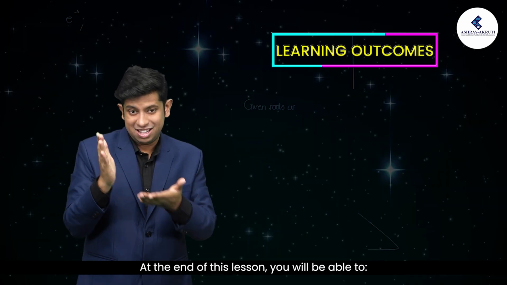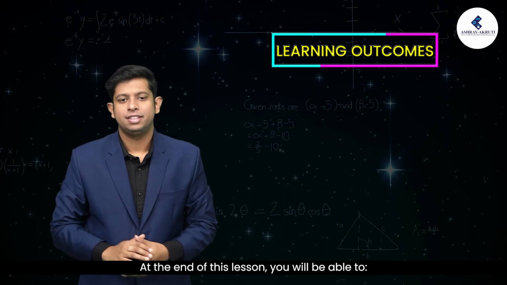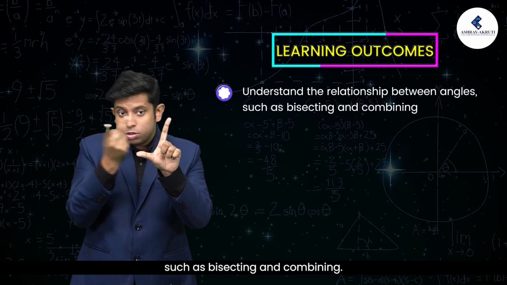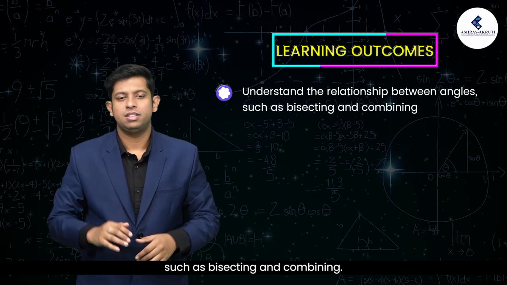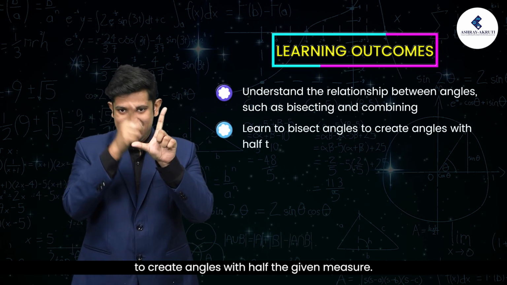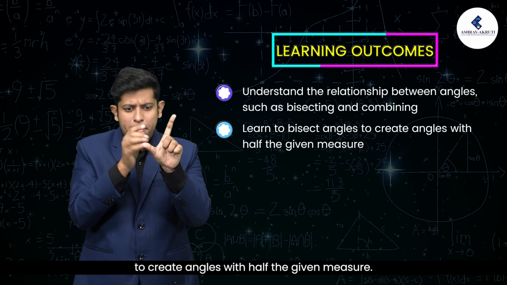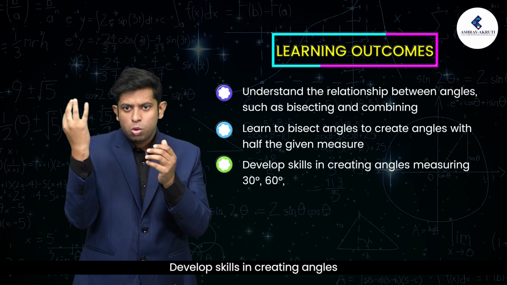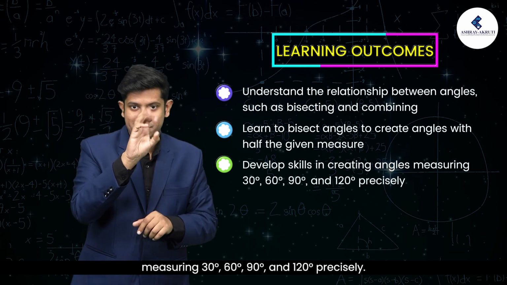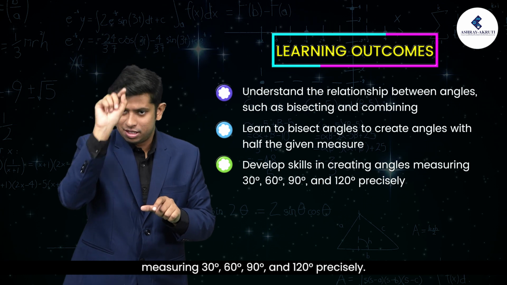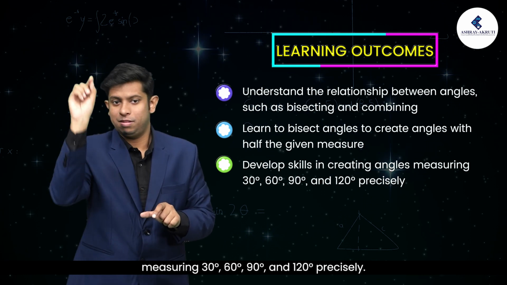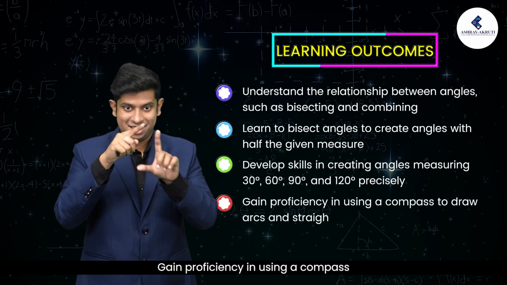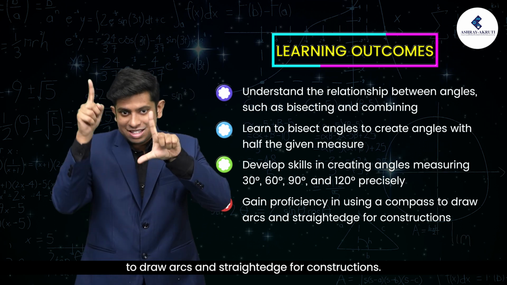Learning outcomes. At the end of this lesson, you will be able to understand the relationship between angles such as bisecting and combining. Learn to bisect angles to create angles with half the given measure. Develop skills in creating angles measuring 30 degrees, 60 degrees, 90 degrees and 120 degrees precisely. Gain proficiency in using a compass to draw arcs and straight edge for constructions.